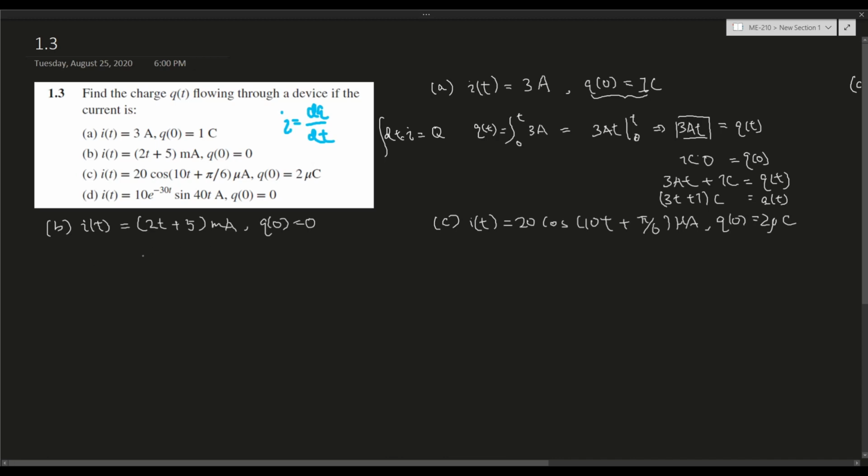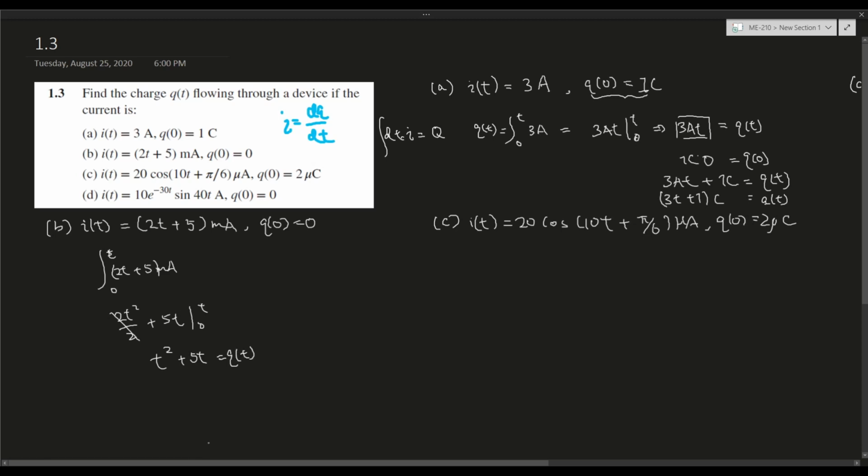Okay, go on to B now. Again, take the integral of 2T plus 5. This should be pretty straightforward. Remember, the units here are milliamps. So this would be 2t squared divided by 2, the 2s cancel, plus 5t. This is the basic integral, I don't think I need to go into such detail. And evaluated from T to 0, in the end this gives us Q of T.